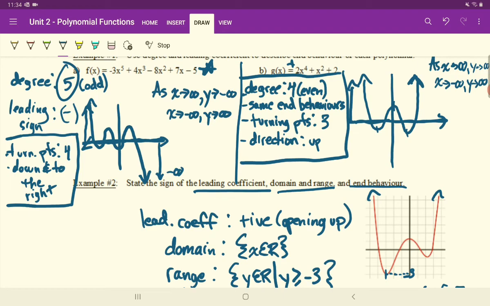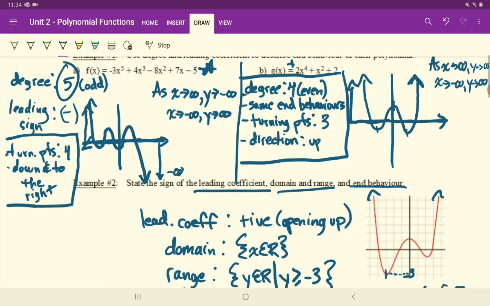So to summarize, by looking at the equation, you need to figure out the degree, whether it's odd or even, okay? Even will have same end behaviors, odd will have different end behaviors. The number of turning points is irrelevant unless you wanted to draw a more accurate sketch, okay? But then the other thing that's important is the leading sign. The leading sign is important with respect to knowing what direction the graph is going in, okay?